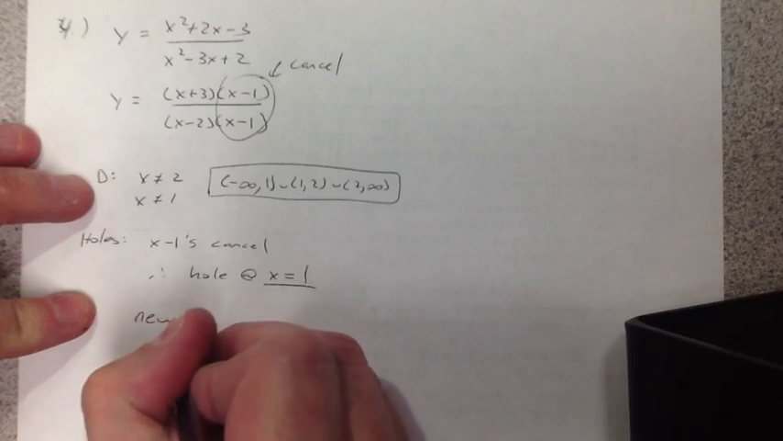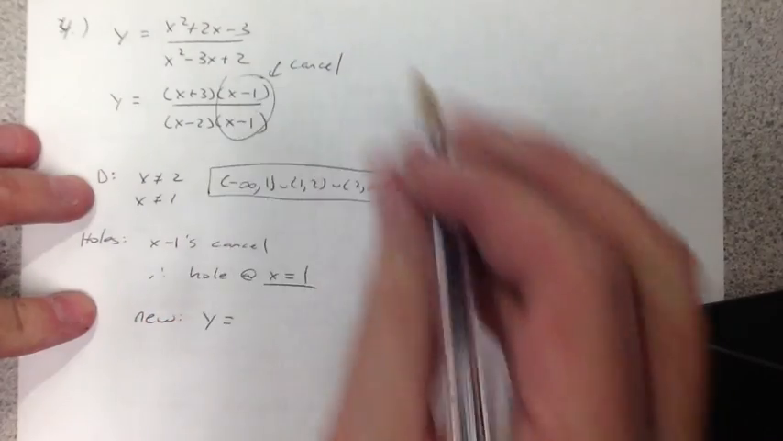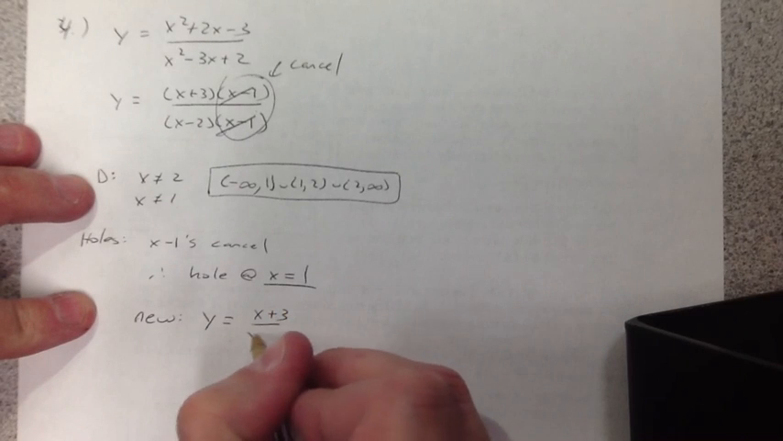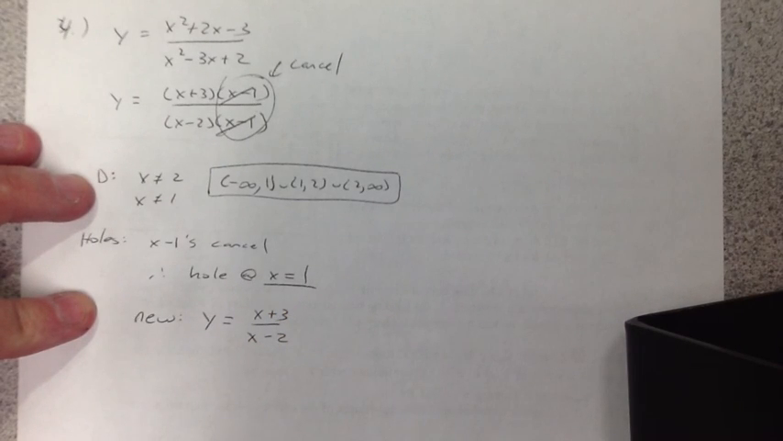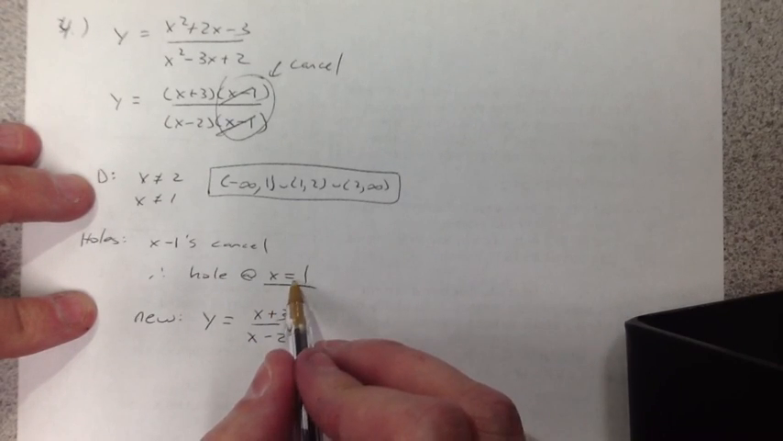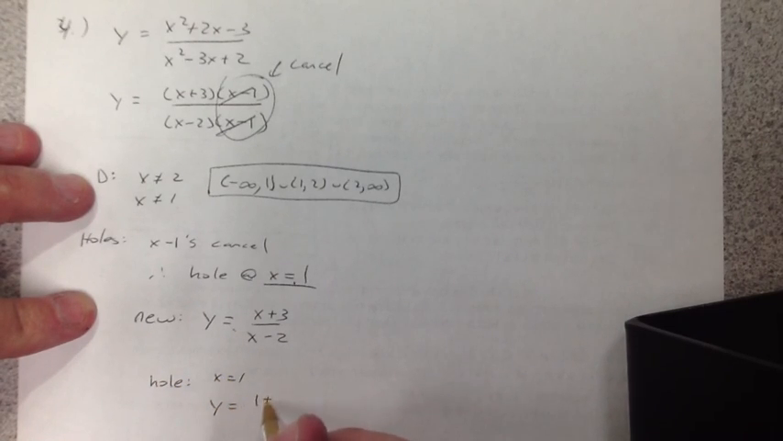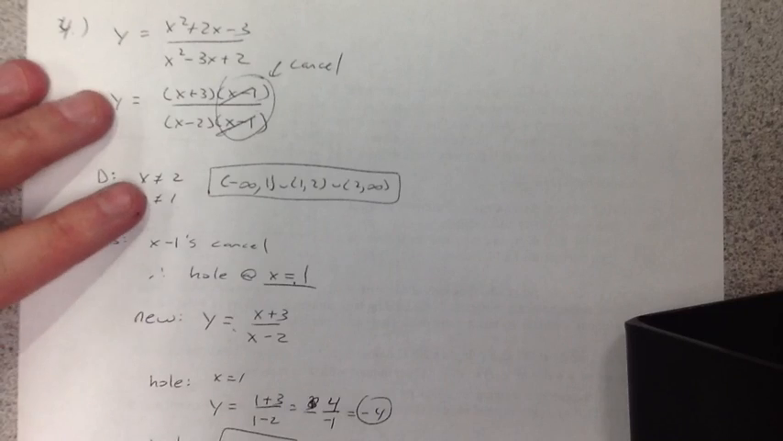So we write our new equation. y equals, now I'm going to cancel those out. I get x plus 3 over x minus 2. So to get my hole, x equals 1, plug in my y. So to get my hole, x equals 1, y equals 1 plus 3 over 1 minus 2, I get 4 over negative 1, so it's at negative 4. So my hole is at the point 1, negative 4. We will have a hole there.